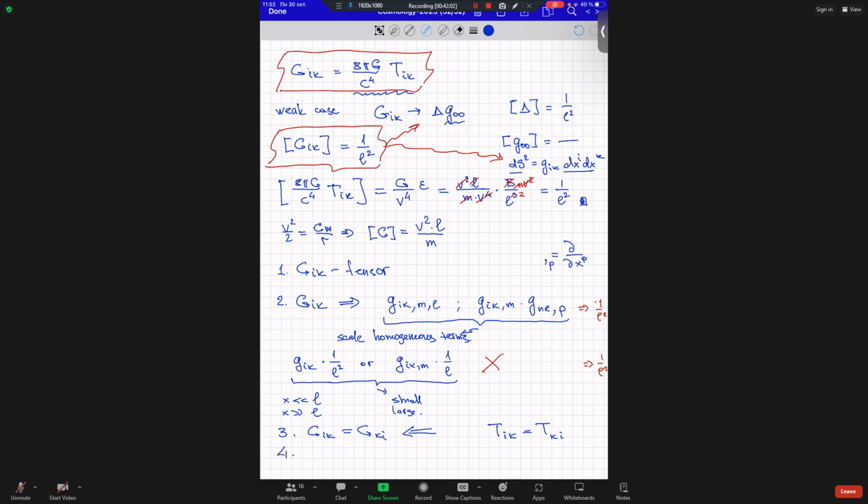The fourth property, which we already put in the beginning when we decided to generalize the equation for the strong gravitational field, is that the zero component, or time component, of this tensor must be the Laplacian of G_00. And this is for the case of the weak gravitational field.